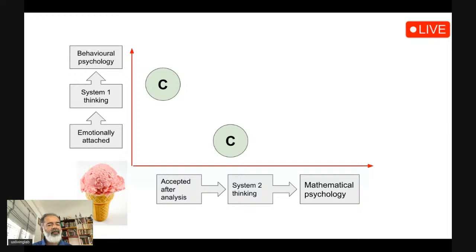How do we analyze? System one thinking is based on behavioral psychology, and system two thinking is based on mathematical psychology. These are two different aspects, two different methods of psychology. We can analyze these two thinking processes. System one thinking depends on behavior, and system two thinking mainly depends on analysis. That's why it's called mathematical psychology and behavioral psychology. So we have to use the models from behavioral psychology and mathematical psychology for analyzing these contexts.